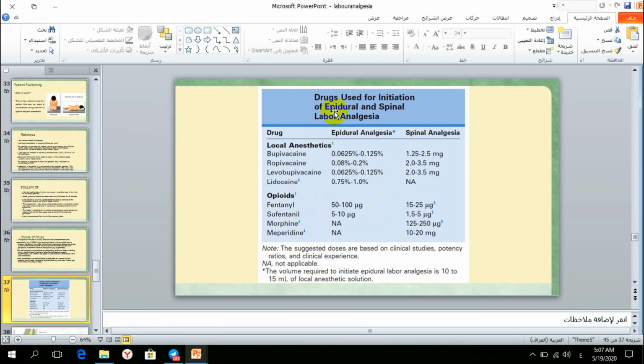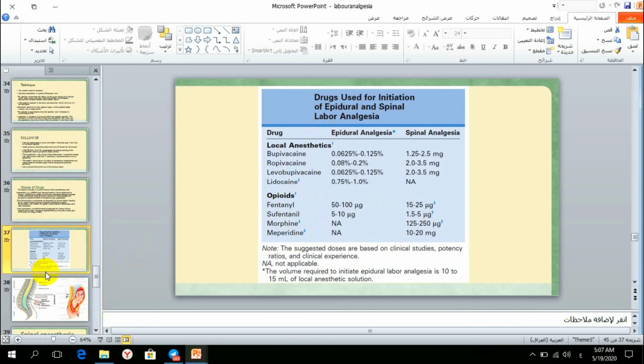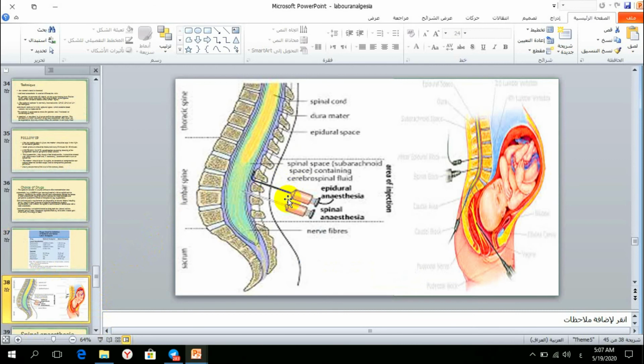Choice of drugs: which drugs will I choose to use? The epidural solution is usually a mixture of a low concentration local anesthetic, for example 0.0625 to 0.1% bupivacaine, with an opioid such as fentanyl. Combining the opioid with the local anesthetic reduces the amount of local anesthetic required, and this reduces the motor blockade and peripheral autonomic effects of the epidural, for example hypotension.